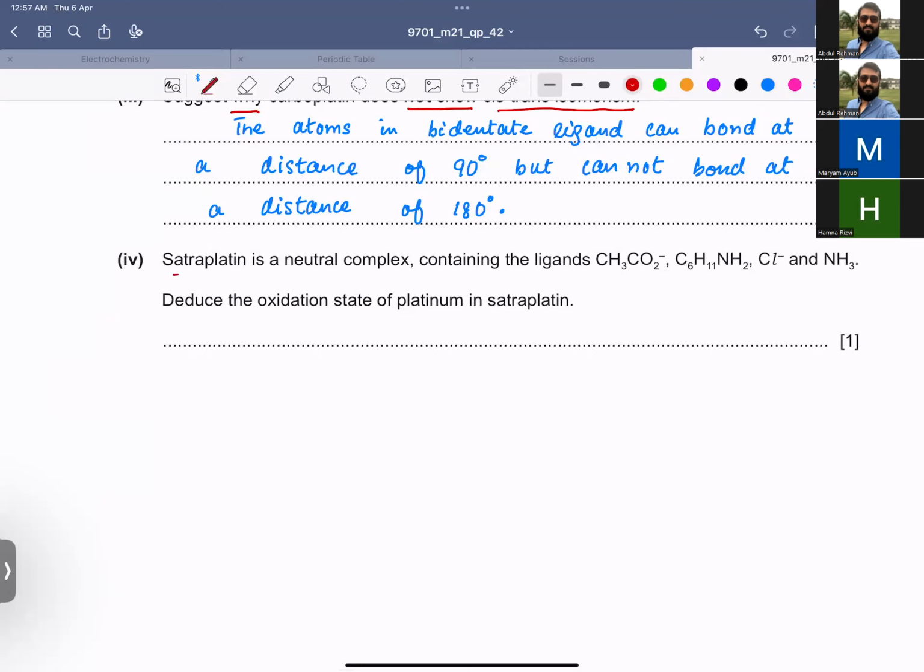Next part. Cetraplatin is a neutral complex containing the ligands ethanoate, chloride and ammonia. Deduce the oxidation state of platinum in cetraplatin. It's a neutral complex. Okay, so see, platinum, then CH3CO2 is bonded to it.